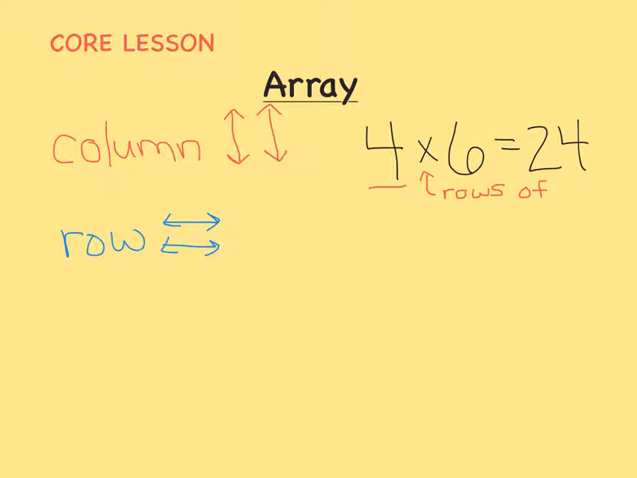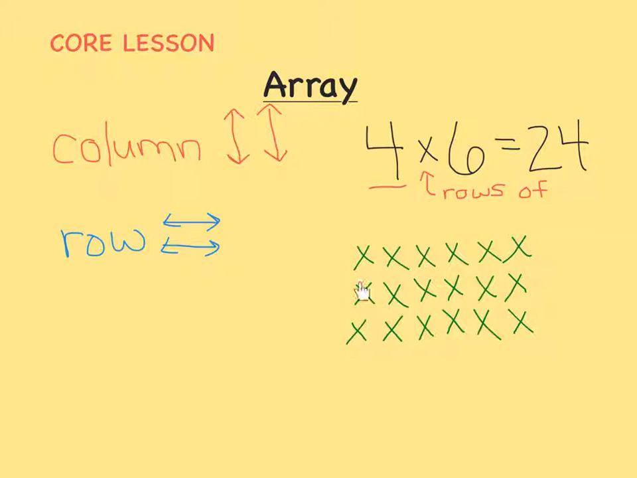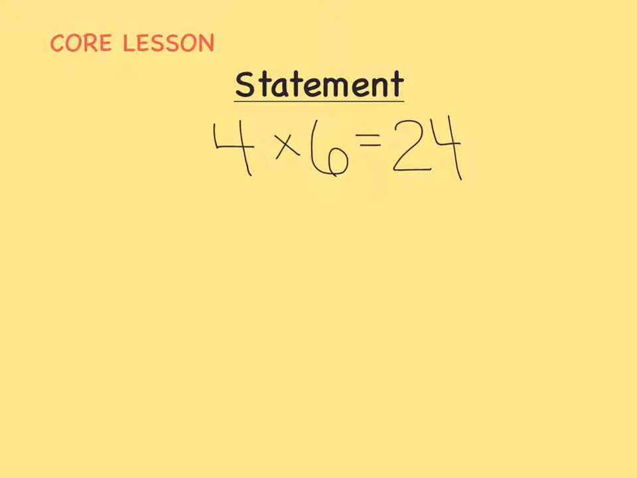Remember that rows go from left to right. So let's make our first row of 6. Here is 1 row of 6 x's. Now we have 2 rows of 6 x's in each, 3 rows of 6 x's in each, and finally, here are 4 rows of 6 x's. If you count them up, you'll notice that there are 24 x's in all. This is an array.